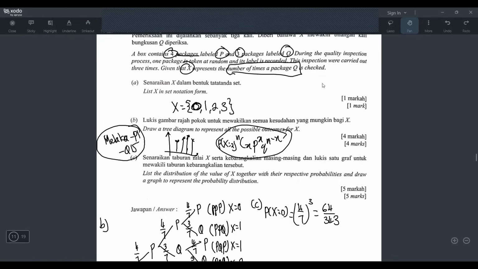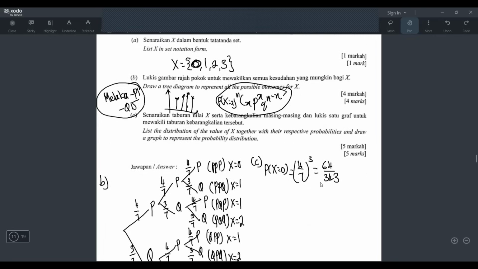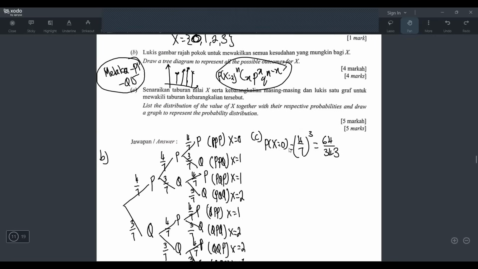Wait, let me think about this. List the distribution of value of x. I think the schema is wrong. I think I corrected already, because the schema did it like for P success. Okay, tak apa, tak apa. I'll just do it myself first and then baru saya tengok schema.